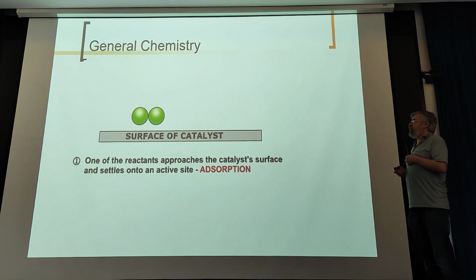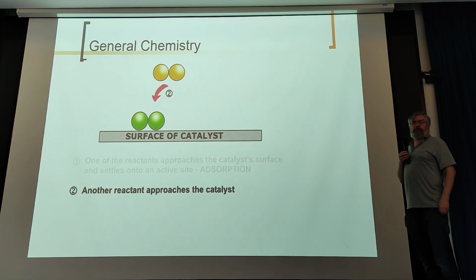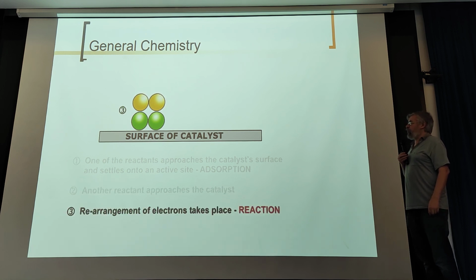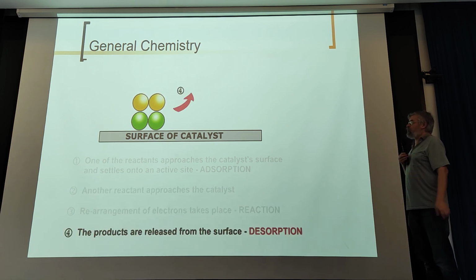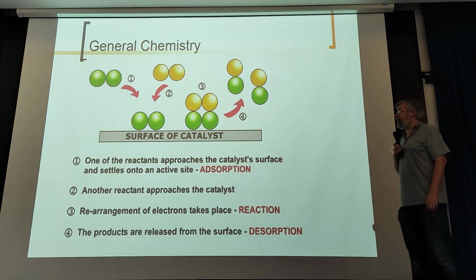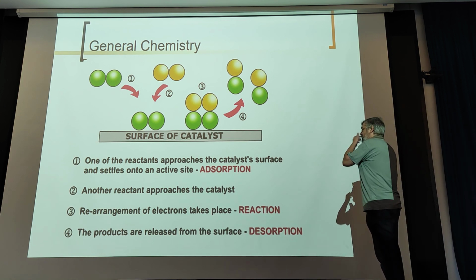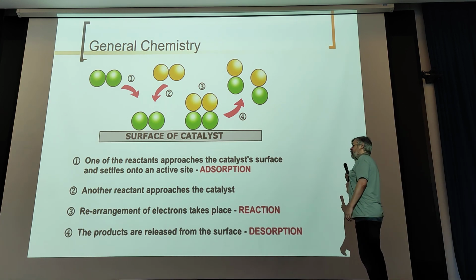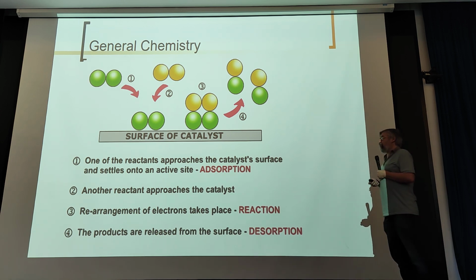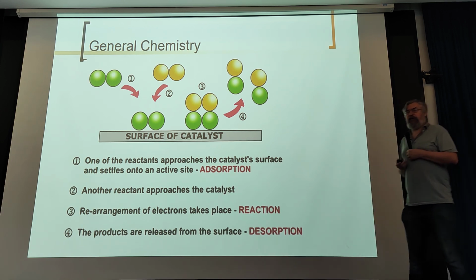Now this is what's happening in an industrial process when you're using a solid catalyst with gases. It's a number of steps. Let's go through them one by one. It actually involves the surface of the solid catalyst. So the first step is adsorption. The green dihydrogen or something like that adsorbs to the surface. Then another reactant is approaching in the second step.